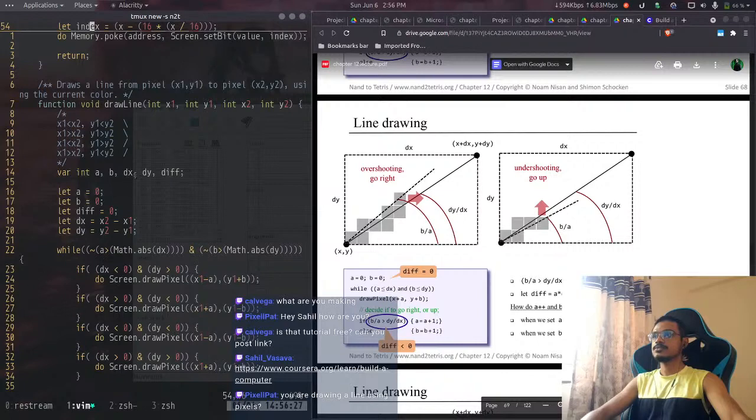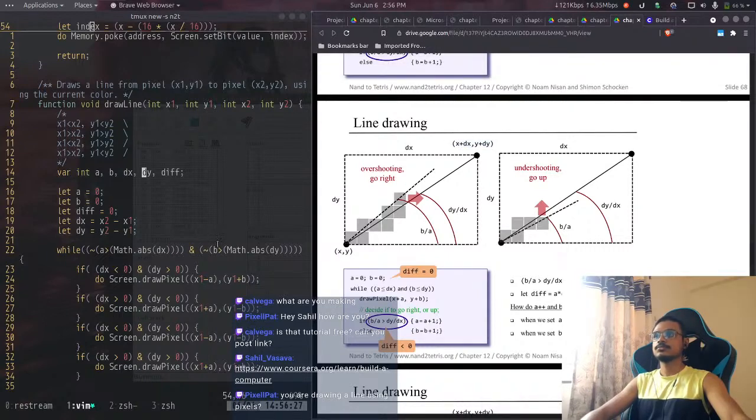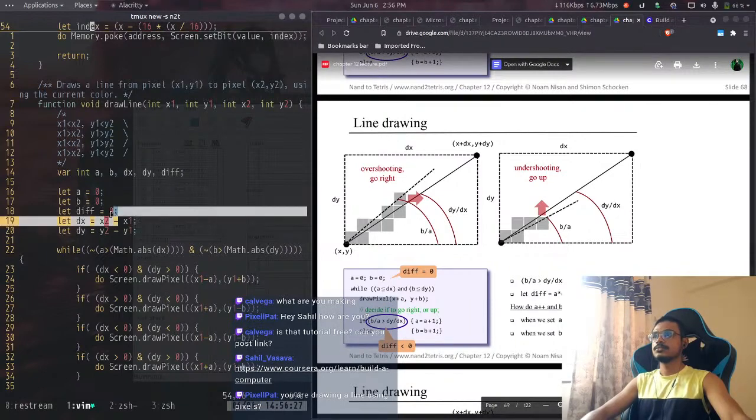And in this case, dx and dy is the difference between these two points, the starting point and the ending point. And a and b is for, whenever I want to draw a particular pixel, I need this a and b. It tells me where exactly to draw a pixel. So to draw a pixel at that particular point, I have to either add or subtract this a and b to x, this initial point.